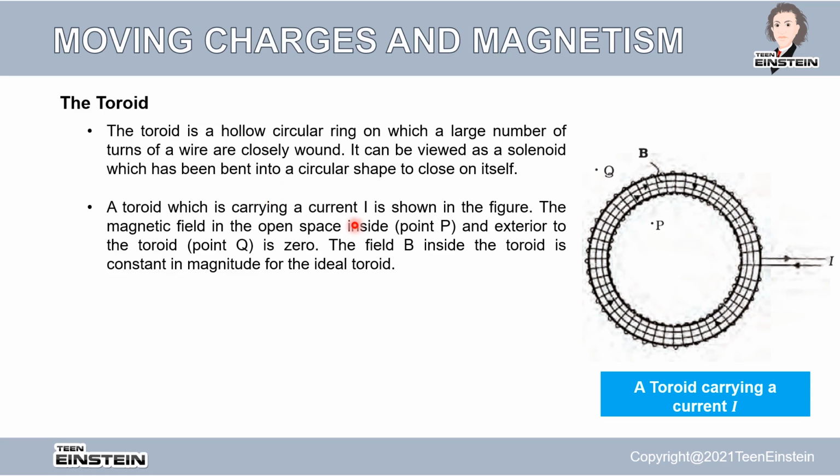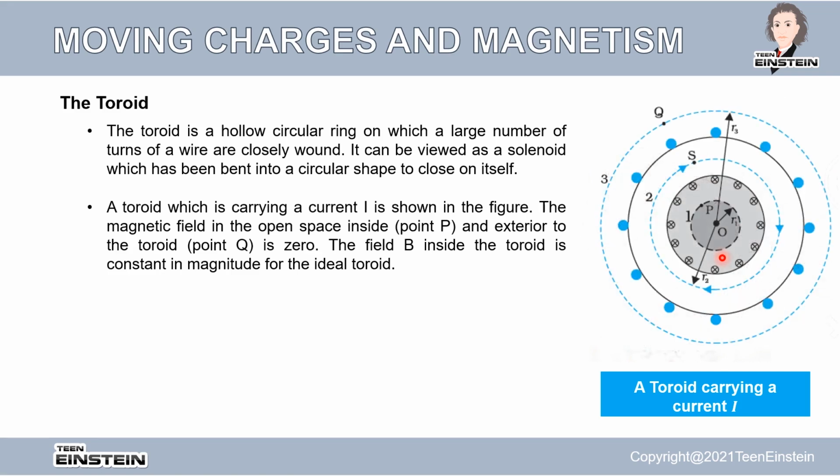The magnetic field in the open space inside, that is the point P, and exterior to the toroid, point Q, is 0. The field B inside the toroid is constant in magnitude for the ideal toroid. So the field inside the loop is 0, the field outside is also 0, and the field inside this toroid is not 0, but it is uniform. So we are going to calculate that field.